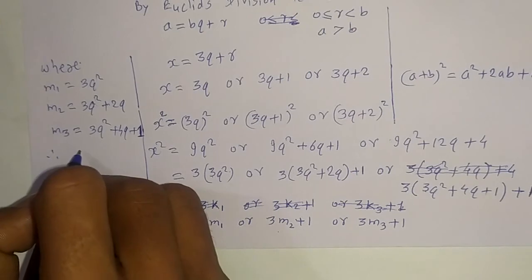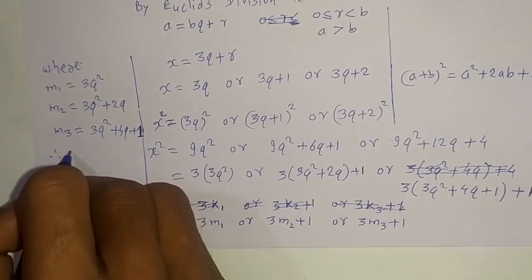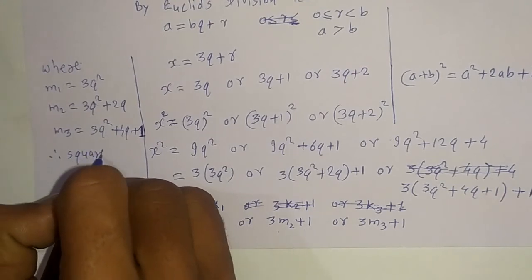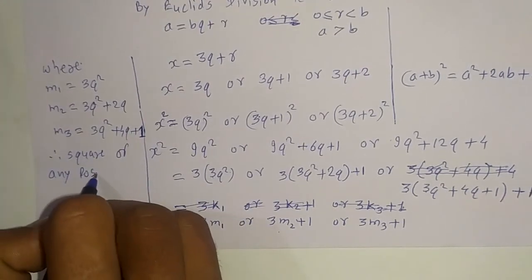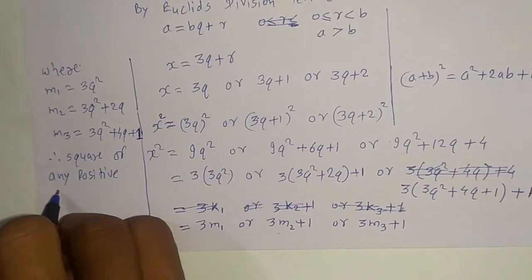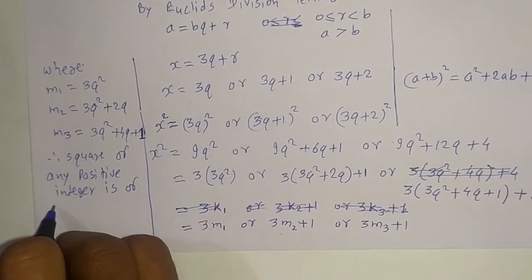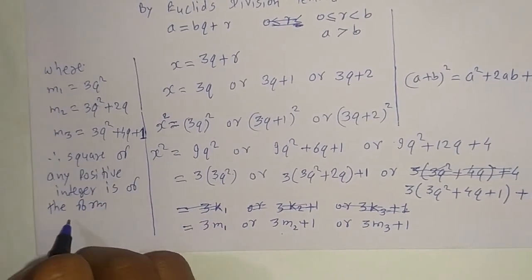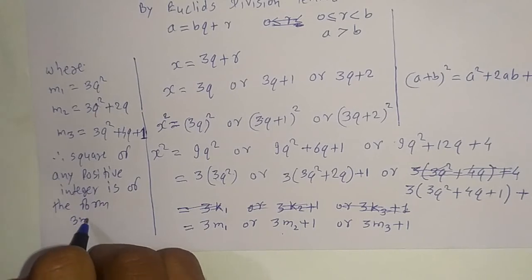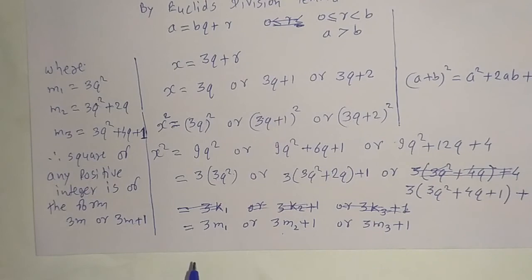Hence, square of any positive integer is of the form 3m or 3m plus 1. This is our final answer.